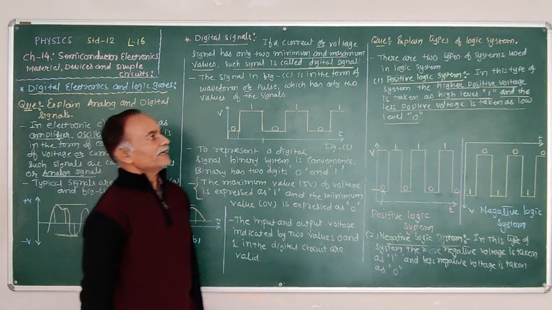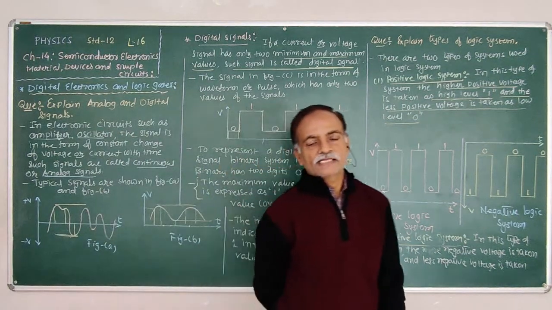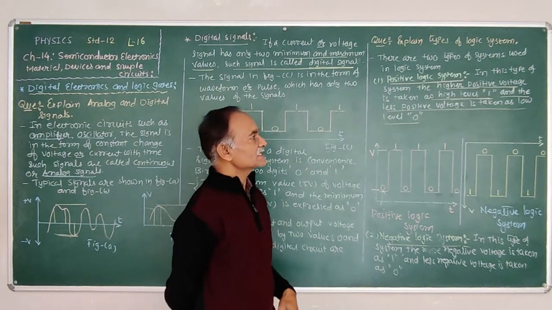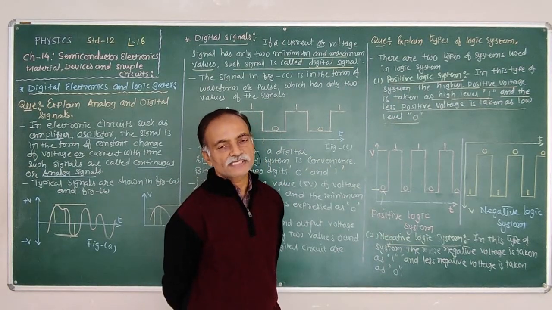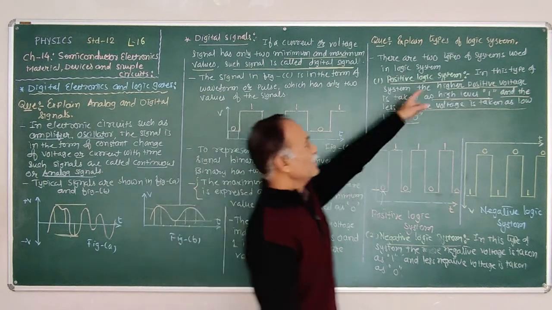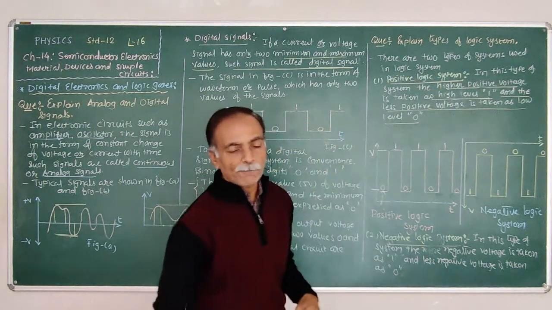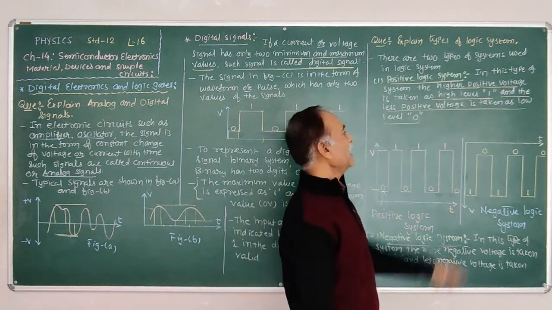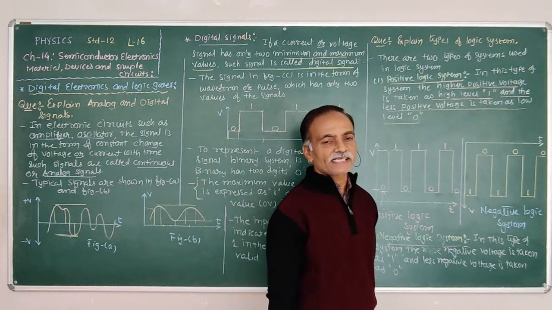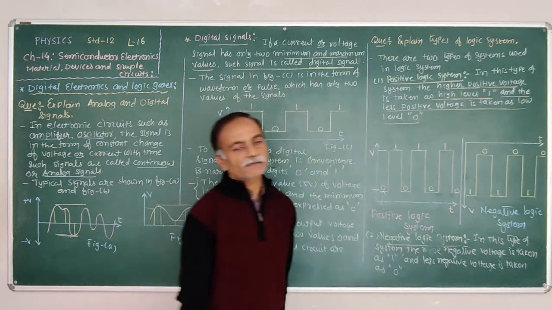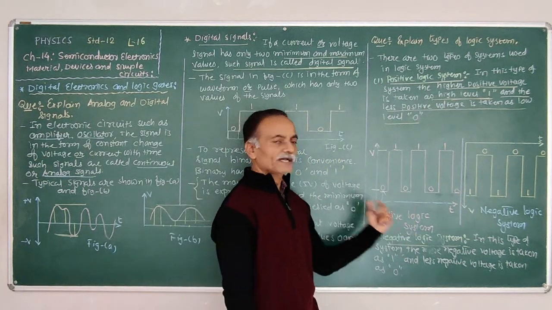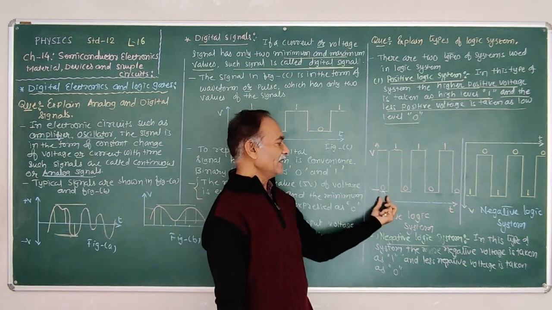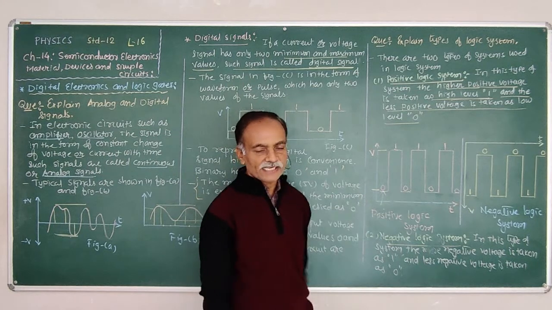Okay. Now the different types of logic system. There are two types of logic system. One is the positive logic system and the second is the negative logic system. In the positive logic system, the higher positive voltage is taken as the high level, that means the 1, and the less positive voltage is taken as the low level, that means the 0. That is shown in the figure, positive logic system. High positive voltage is considered as 1 and less positive voltage is considered as 0.